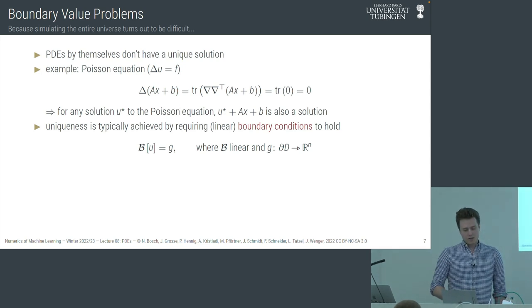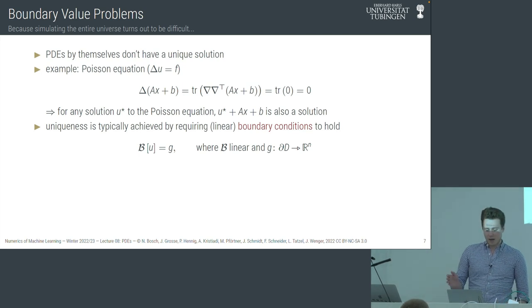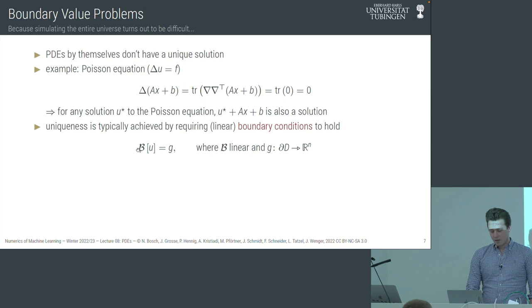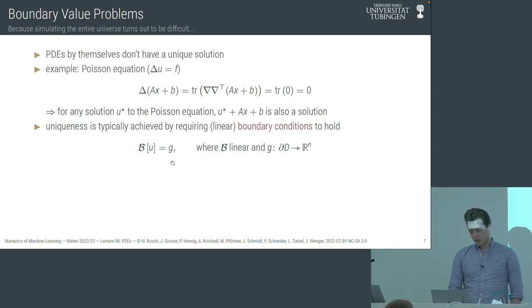So usually, maybe also in the spirit of what you do in the ODE case, uniqueness can be achieved by requiring an additional condition to hold, which is usually a boundary condition, or in this case, to keep everything linear, a linear boundary condition, where again we have a linear operator here. I'll talk about this in more detail in a little bit.